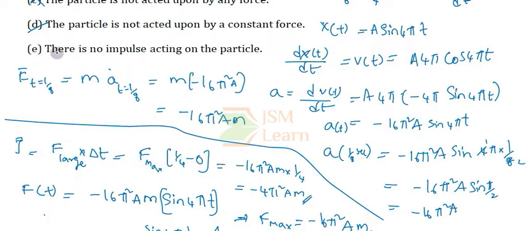Moving to option E, it says that there is no impulse acting on the particle. It is wrong, because we got the impulse value and magnitude, and we have seen that there is an impulse acting on the particle between 0 to 1 by 4 seconds. So our option E is wrong completely. Now options A, B, D are true.